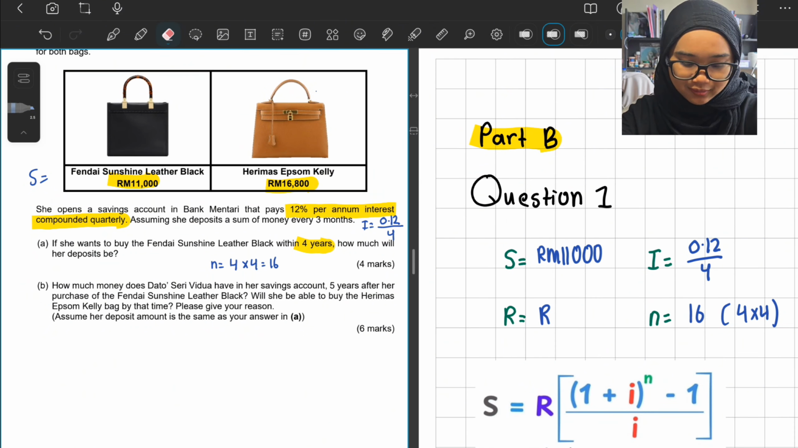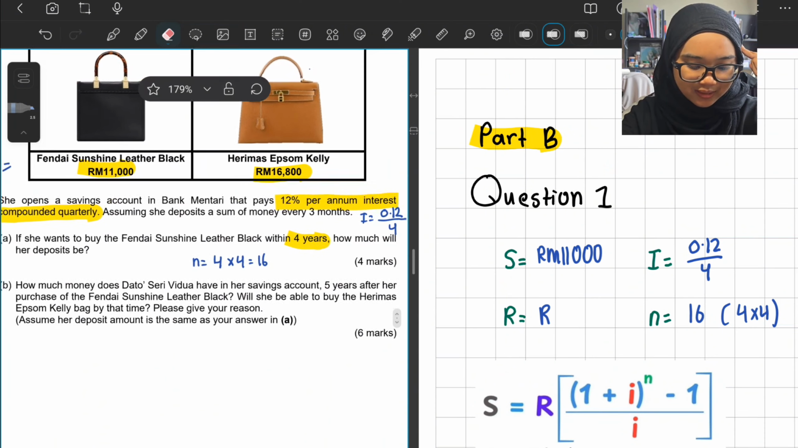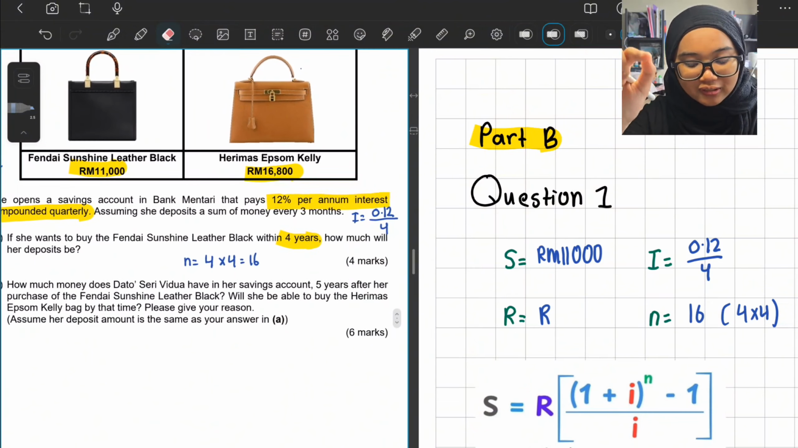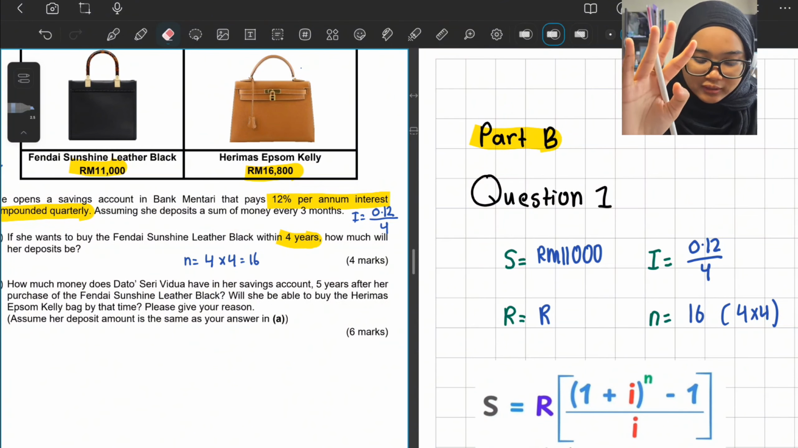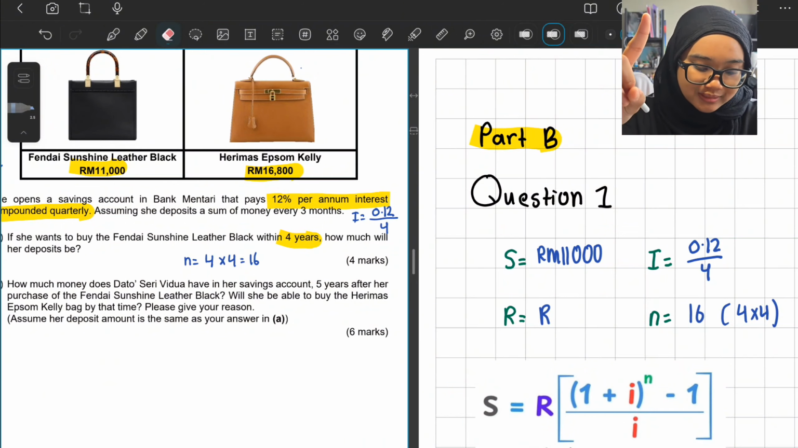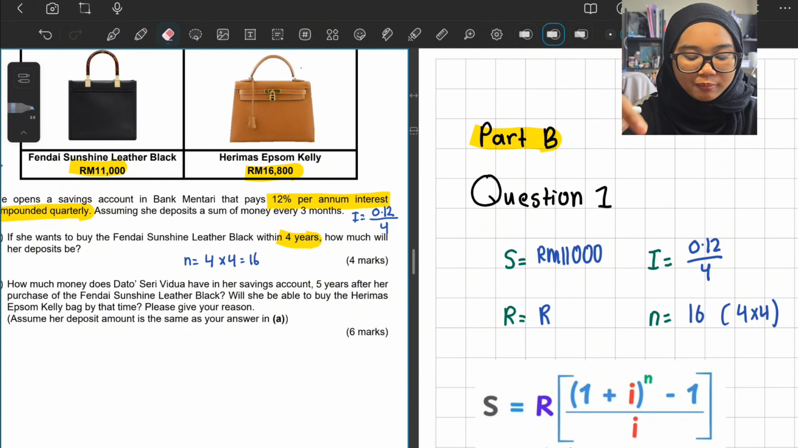Then we can get the N, which is from the question. It says that she wants to buy the Fender Sunshine Leather Bag within 4 years. So 4 years, but from the statement it says that assuming she deposits a sum of money every 3 months.